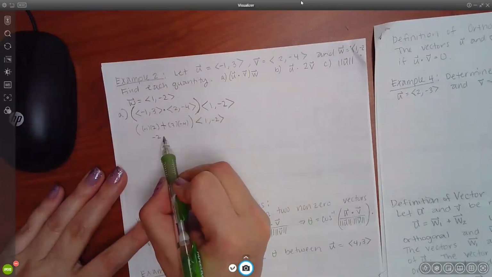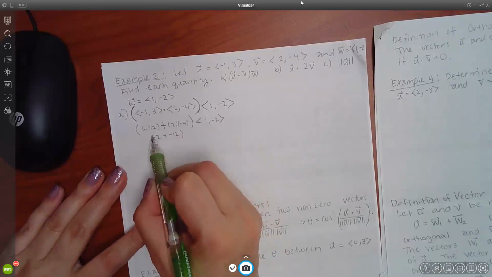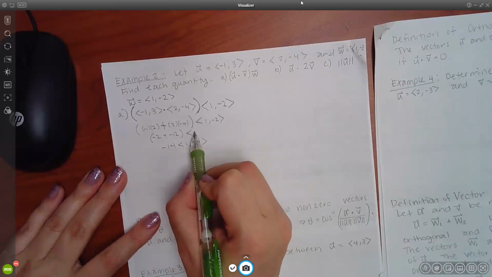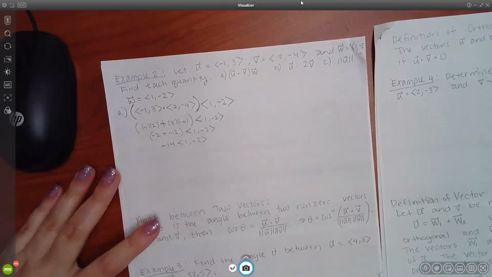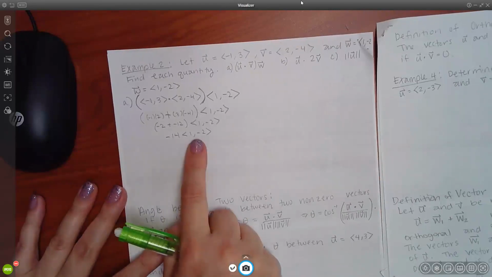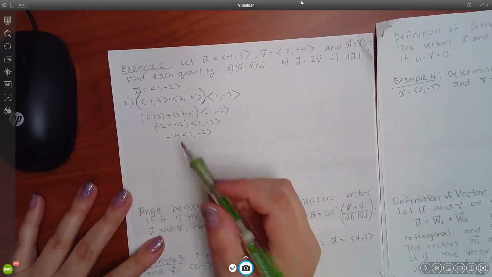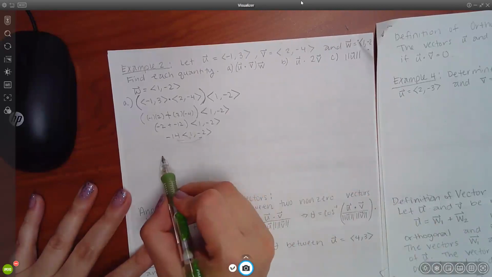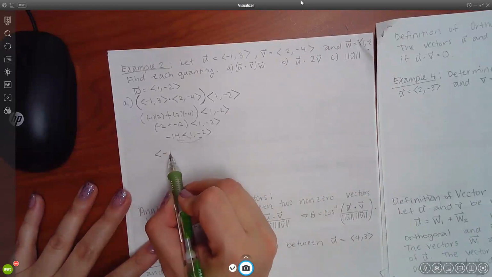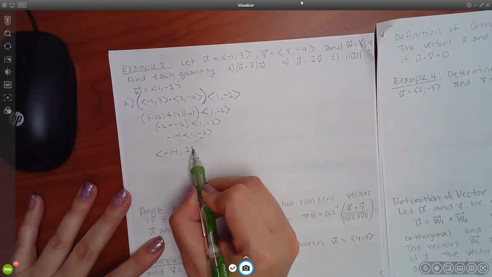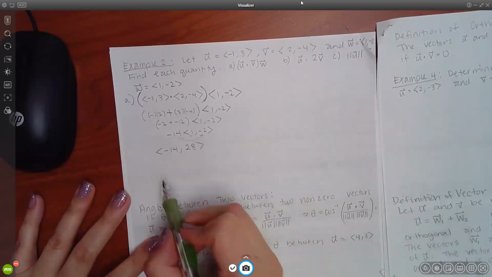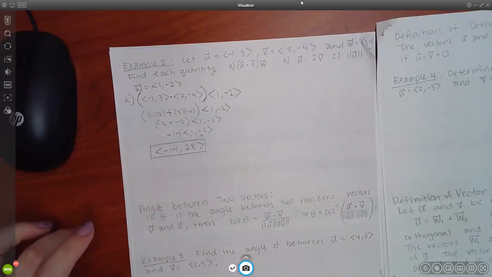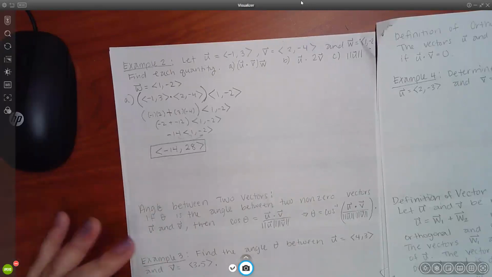So I get -2 plus -12, which is -14. And then how do you multiply a scalar times a vector? You just multiply that scalar to each component of the vector. So I get -14 and then +28. That was one of the definitions at the beginning of 8.3.